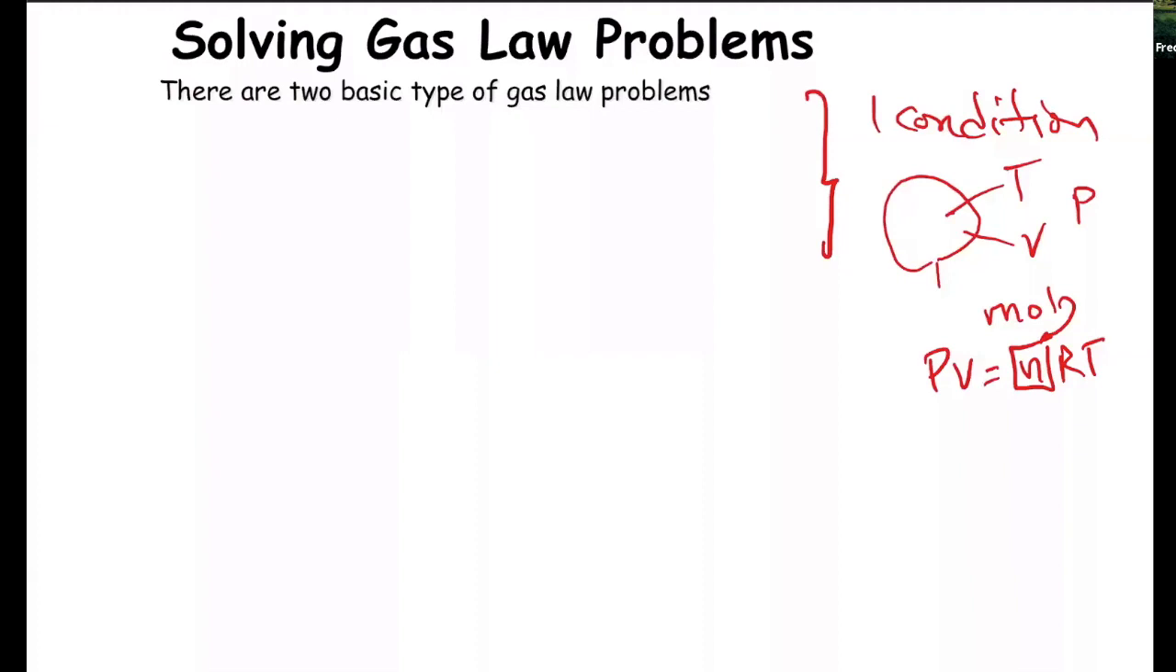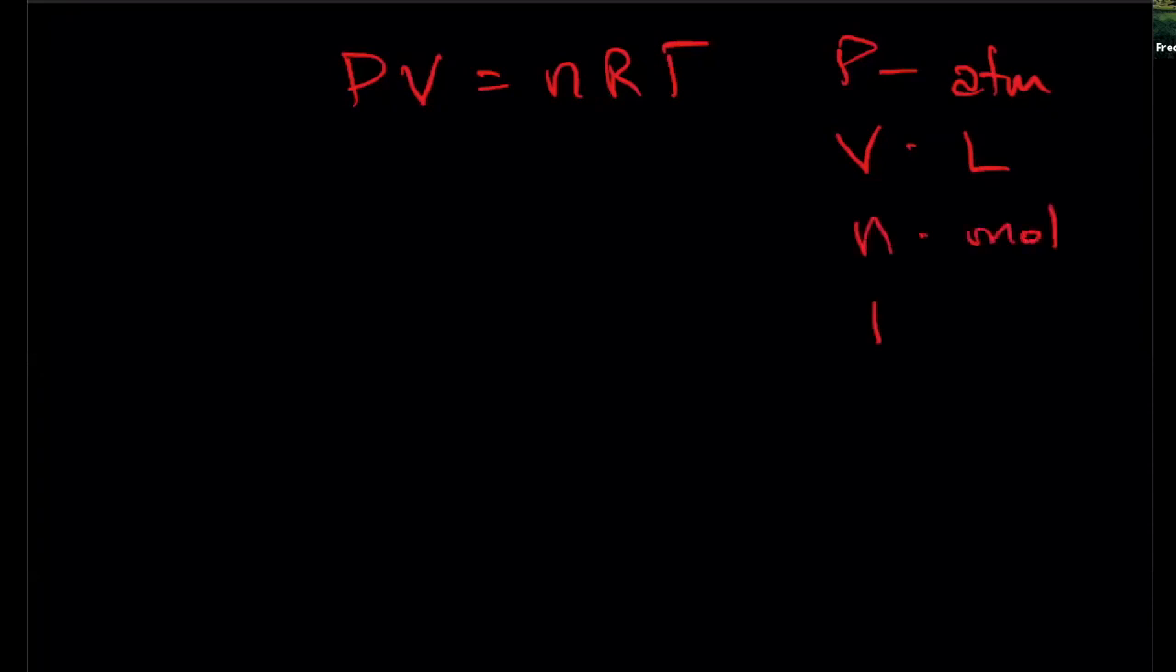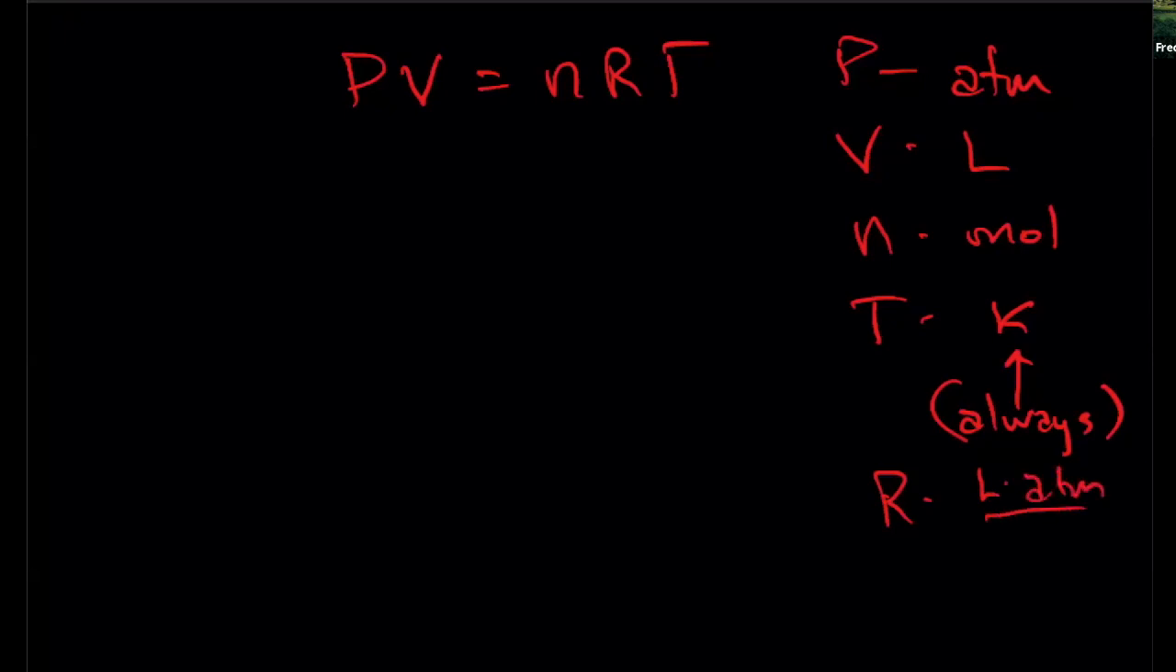Before I move on, however, let me do a quick math review. It's very critical that you understand how to do the algebra on the fly because you guys are going to be doing this a lot. The main equation that you're going to be looking at is PV equals nRT, where P is the pressure, and that's in atmospheres. V is the volume, and that's in liters. n is the amount, and that's in moles. T is the temperature, and that's in Kelvin. Always, always, always. And then R, of course, is your universal gas law constant, and that has units of liters atmosphere per mole Kelvin. Liter atmosphere is on top, mole Kelvin's on the bottom.